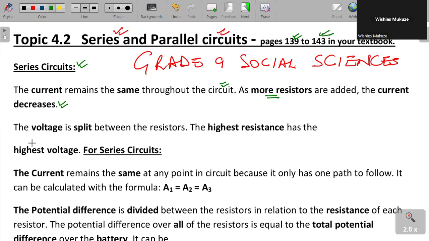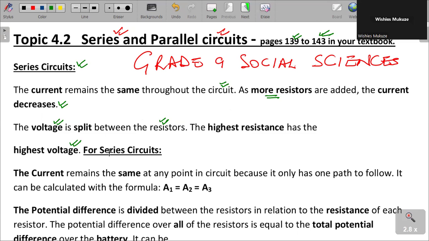In this case, you should understand that the voltage is split between the resistors. In this regard, understand that the highest resistance has the highest voltage. The highest resistance has got the highest what? It has got the highest voltage.